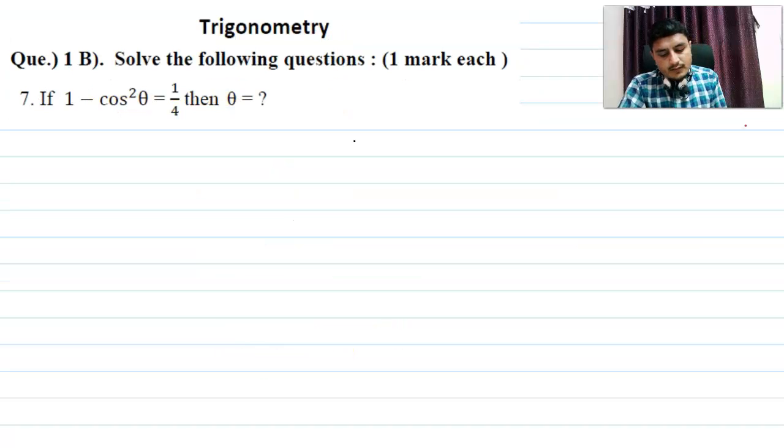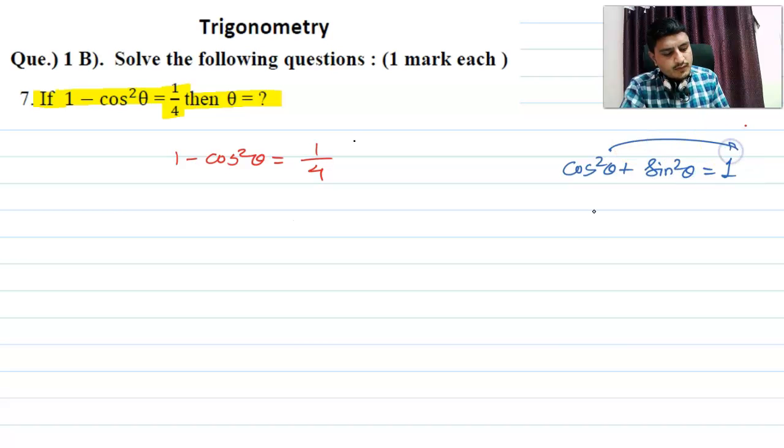Look at question number 7. It is of the form: if 1 minus cos square of theta equals 1 by 4, then theta equals to? We have given here 1 minus cos square of theta equals 1 by 4. As per the trigonometric identity, cos square of theta plus sin square of theta equals 1. Once we shift the cos square of theta from LHS to RHS, we get sin square of theta equals 1 minus cos square of theta. That means 1 minus cos square of theta is the same as sin square of theta. So here we get sin square of theta equals 1 by 4.